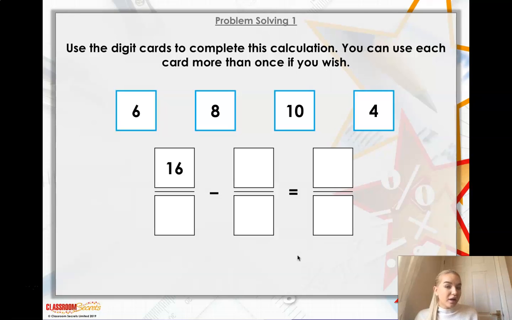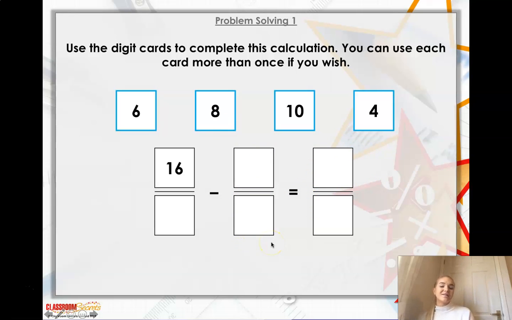Okay, another problem solving question then is to use the digit cards to complete the calculation. Now, unlike other calculations we've had where we've had digit cards, we can actually use these cards more than once. Now, I need some help here because I know my denominators have to be the same. I think I'm going to start with the largest number as my denominator. So if I had 16/10, subtract something tenths, I would have to get something tenths.